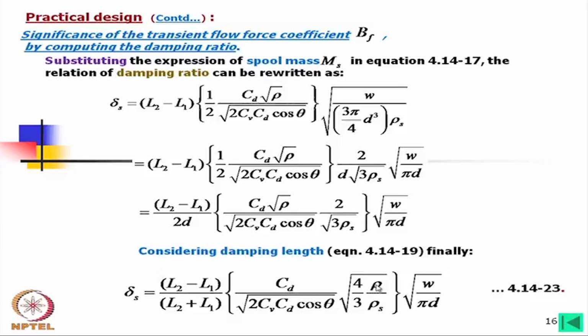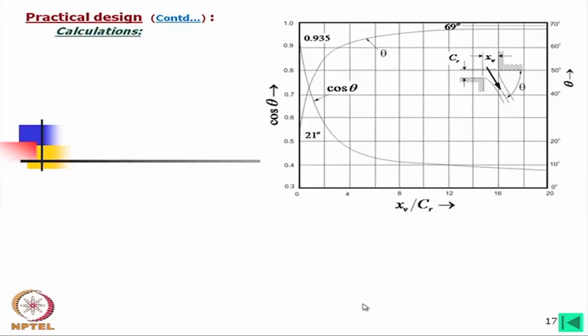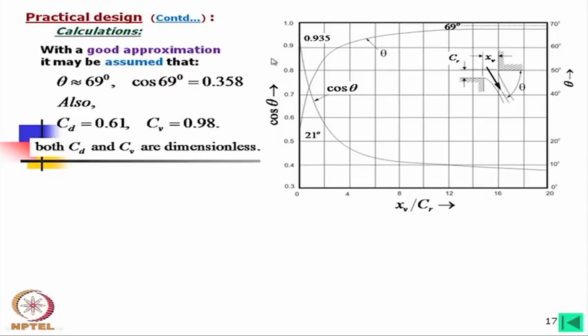And then here we get the ratio of mass density of the fluid and the spool, and here the area gradient divided by pi d. Now, for full port opening this will become unity, we will check that one. Now, let us see a sample calculation. We are again considering this curve, and from there, for a good approximation, we considered theta is equal to 69 degree. So, cos 69 degree will become 0.358.